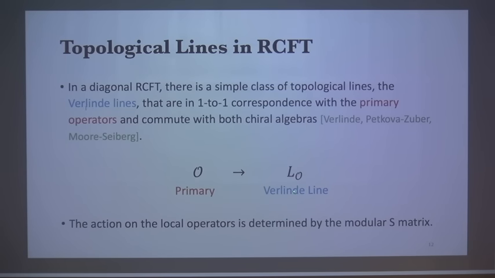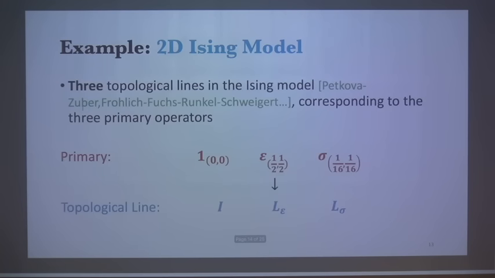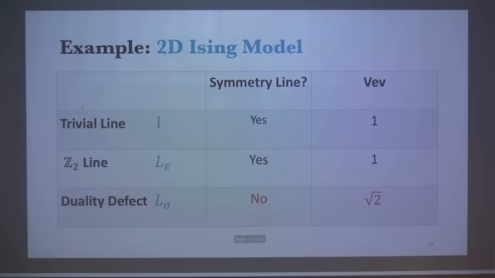The action of the Verlinde line on the local operator is completely determined by the modular S matrix. For example, in the 2D Ising CFT, we have 3 primary operators: the identity, the energy operator, and the spin field. Each one of them corresponds to a topological line, which will be denoted by I, L epsilon, and L sigma. The line I is just a trivial line. That just means that we don't have a line at all.